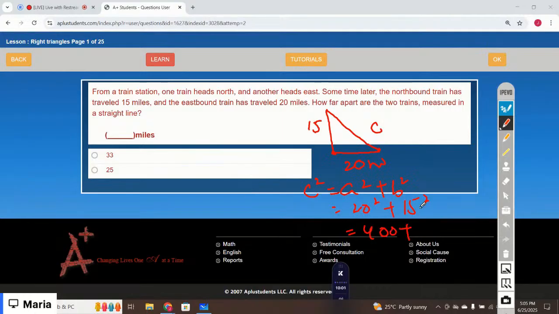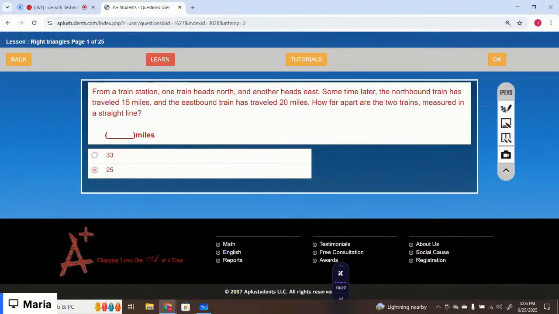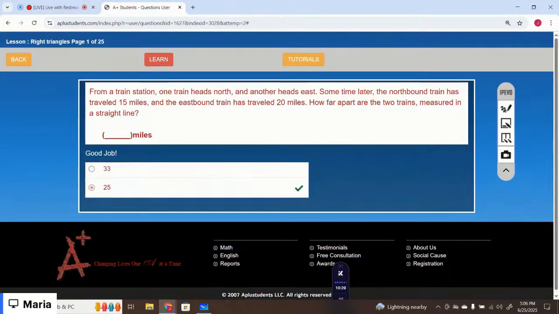20 squared is 400 and 15 squared is 225. So we have 625. The square root of 625 equals 25. So that means the straight line distance between the two trains is 25 miles. Option number one is the correct option.